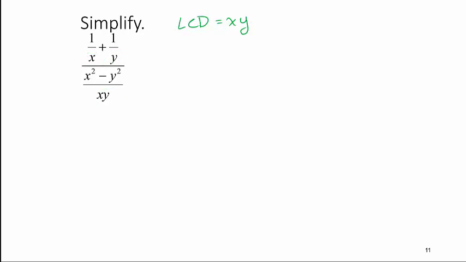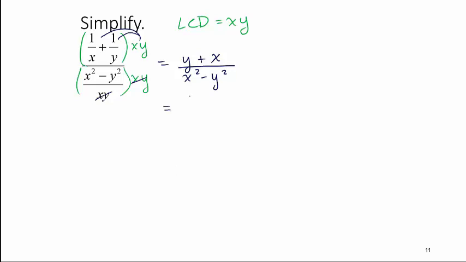Okay, so if I multiply the numerator and denominator by xy, what am I going to have there? So I'm multiplying this through. In the first fraction, the x's cancel, and I'm left with y. And in the second fraction, the y's cancel, and I'm left with x. Right? And downstairs, the whole thing of xy cancels, and I'm left with x squared minus y squared.